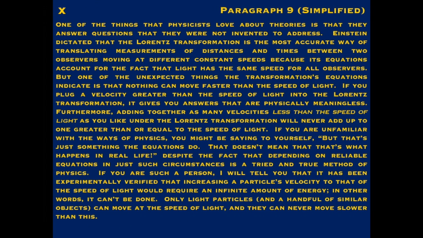One of the things that physicists love about theories is that they answer questions that they were not invented to address. Einstein dictated that the Lorentz transformation is the most accurate way of translating measurements of distances and times between two observers moving at different constant speeds because its equations account for the fact that light has the same speed for all observers. But one of the unexpected things the transformation's equations indicate is that nothing can move faster than the speed of light. If you plug a velocity greater than the speed of light into the Lorentz transformation, it gives you answers that are physically meaningless. Furthermore, adding together as many velocities less than the speed of light as you like under the Lorentz transformation will never add up to one greater than or equal to the speed of light.